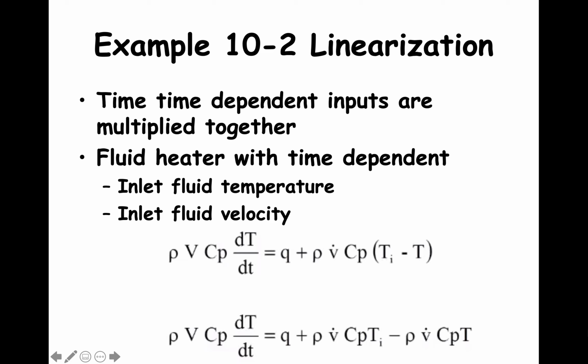Here is the time-dependent differential equation we used previously for the fluid heating problem. If we multiply out the expression, we get a term where the fluid flow rate V dot is multiplied by the inlet fluid temperature Ti. This produces a nonlinear term if both the fluid flow rate and the inlet fluid temperature vary. We can simplify the problem and assume one is constant, but we can get better results using the Taylor series expansion to linearize the term.